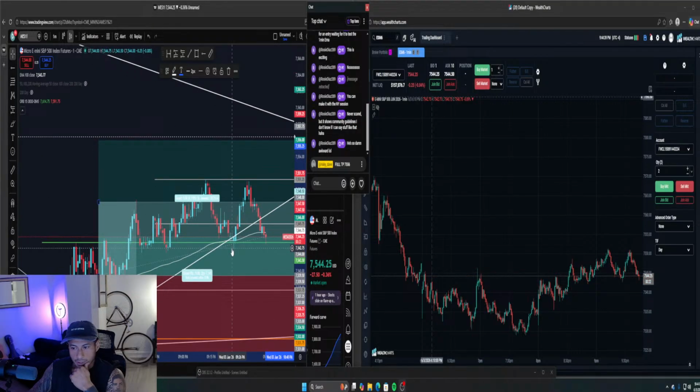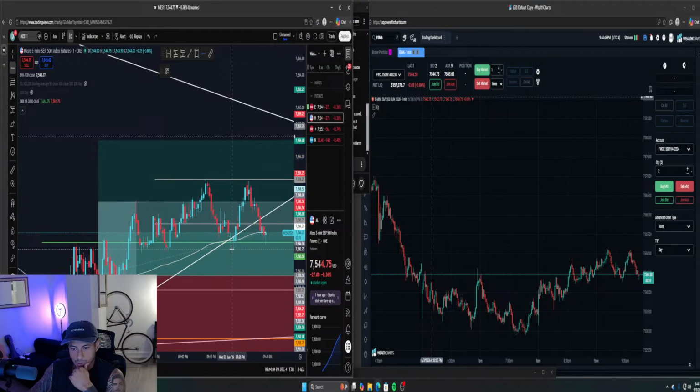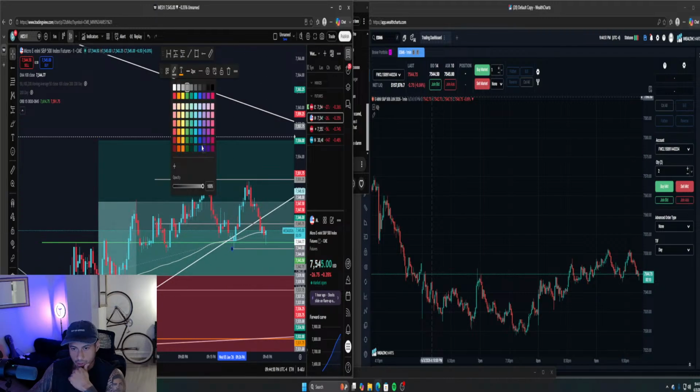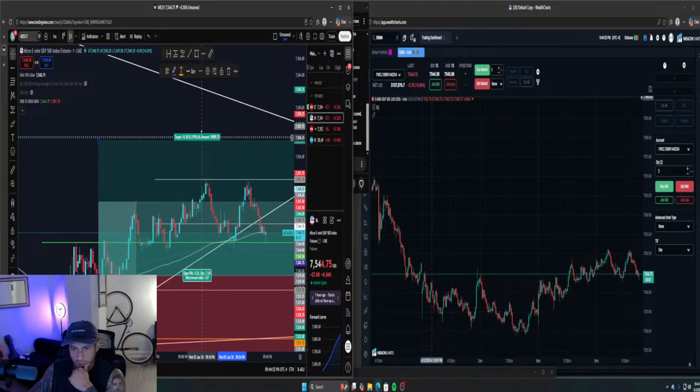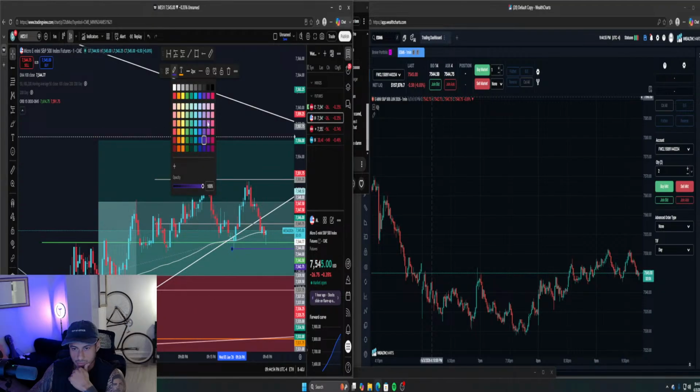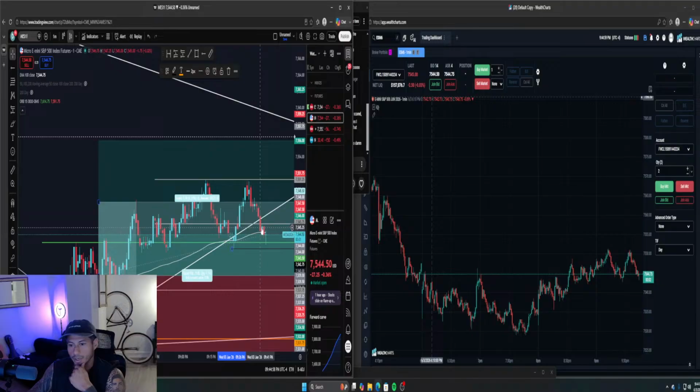If price can stay above 75.42.75, this is our previous low here. I'm gonna mark this. I would like to see price stay above this. I don't want to really see price go below that. So we'll make that purple. But you can't even see that. Let's do that in another color. Let's make it black. There we go. I want to see price stay above that. I don't want to see price go below that.